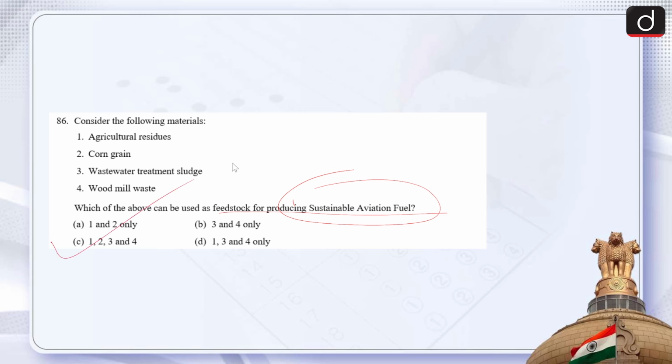So what are the feedstocks for producing sustainable aviation fuel? Corn grain, oil seeds, algae. Then we also have fats, oils, greases, agricultural residues, forestry residues, wood mill waste, municipal solid waste streams, wet waste, manures, wastewater treatment sludge, dedicated energy crops. So that's why all these statements are true.